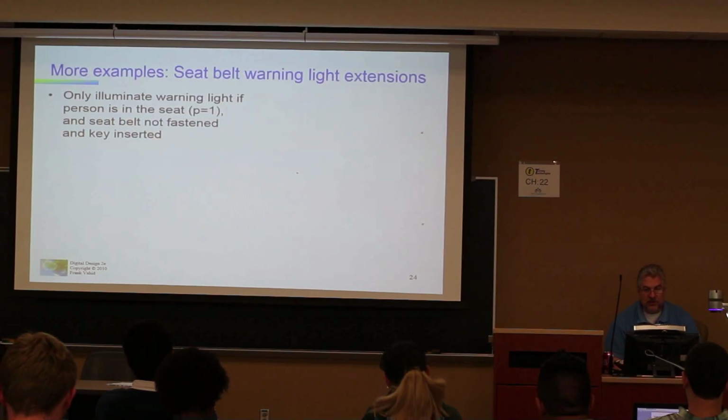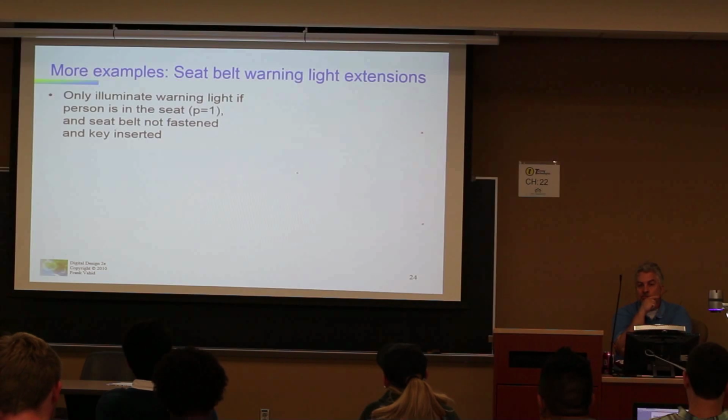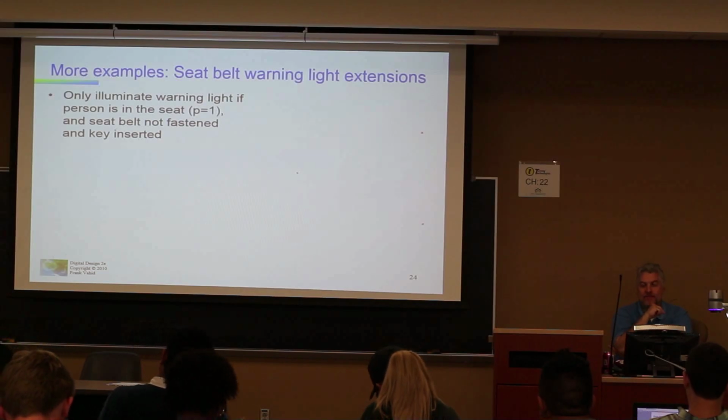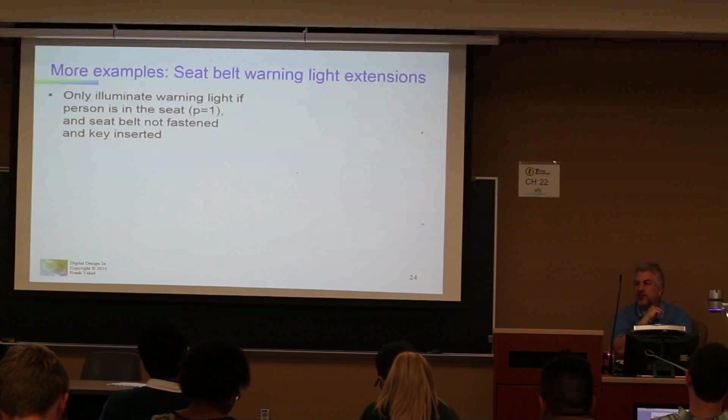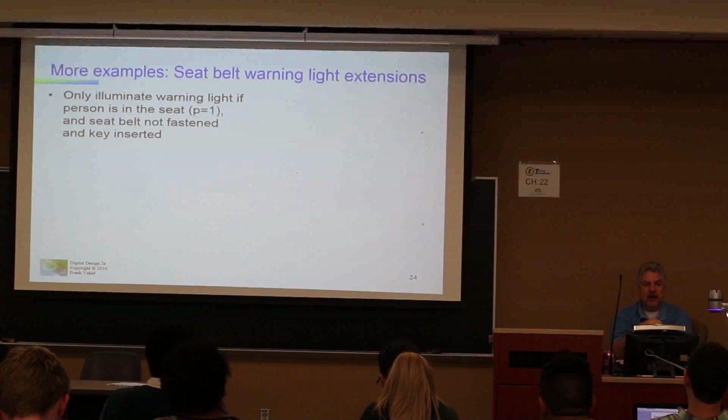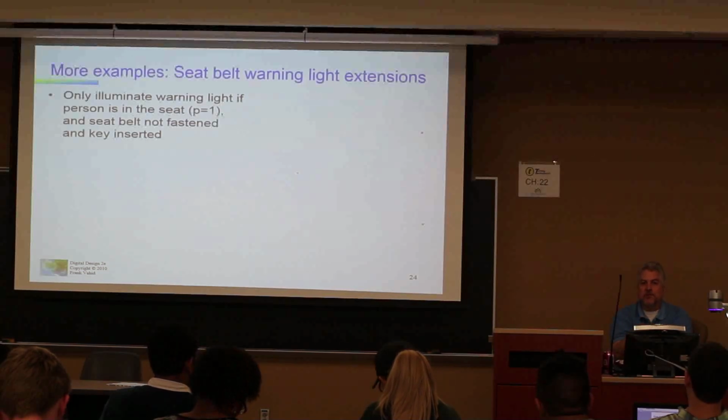Another example. That was simple, right? Seatbelt, key turned. But now we have to make sure that there's a butt in a seat before you actually say that the seatbelt is not on. Well, that kind of makes sense, doesn't it? Because you're going to want this to work for the passenger as well as the driver. And you don't want this thing screaming that the passenger seatbelt is not connected when there's nobody in there.